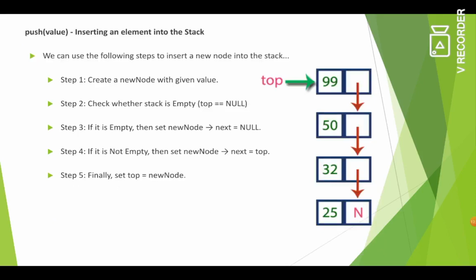Here 99 is the newly inserted node. Before the insertion of 99, the top points to the node 50. After the insertion of new node 99, the top points to 99, and the new node's next, that is, before the insertion top pointed to 50, so the next field of the new node points to 50. So that's about stack ADT.